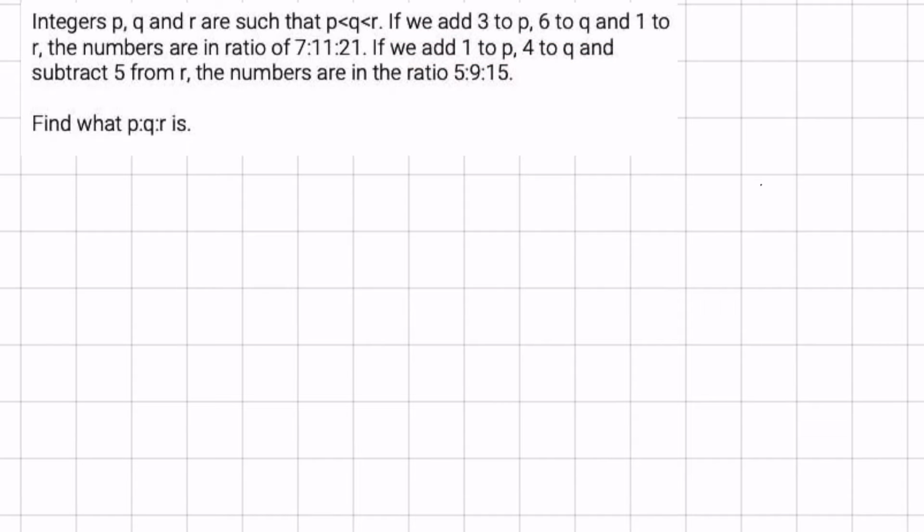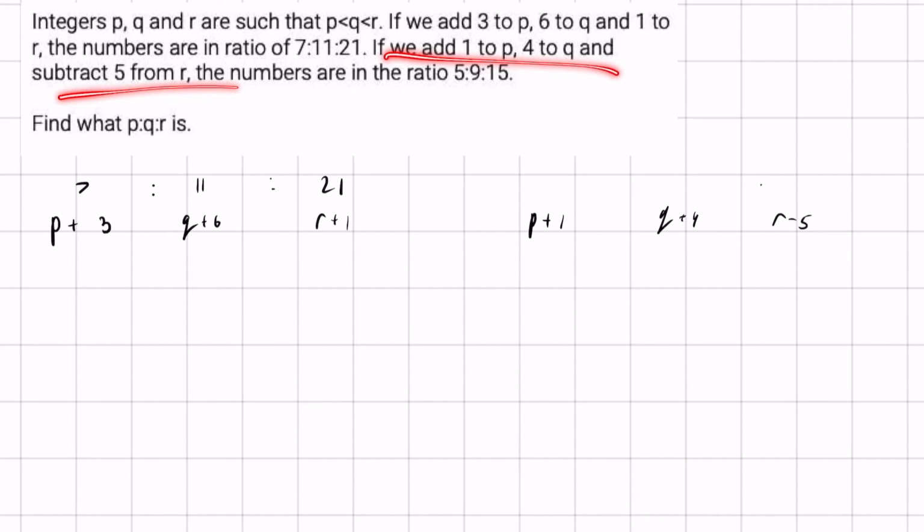So first let's form algebraic equations according to this first sentence here. If we add 3 to p, so that means p plus 3, and add 6 to q, so q plus 6, and 1 to r, so r plus 1, this is in ratio of 7 to 11 to 21. Equally, if we do p plus 1, and q plus 4, and r minus 5, according to the second sentence here, the numbers are in ratio of 5 to 9 to 15.